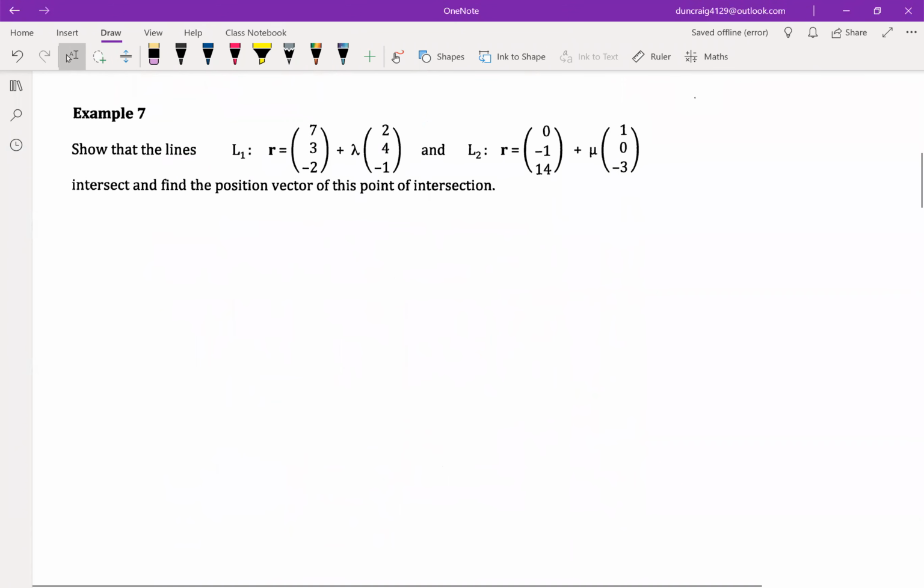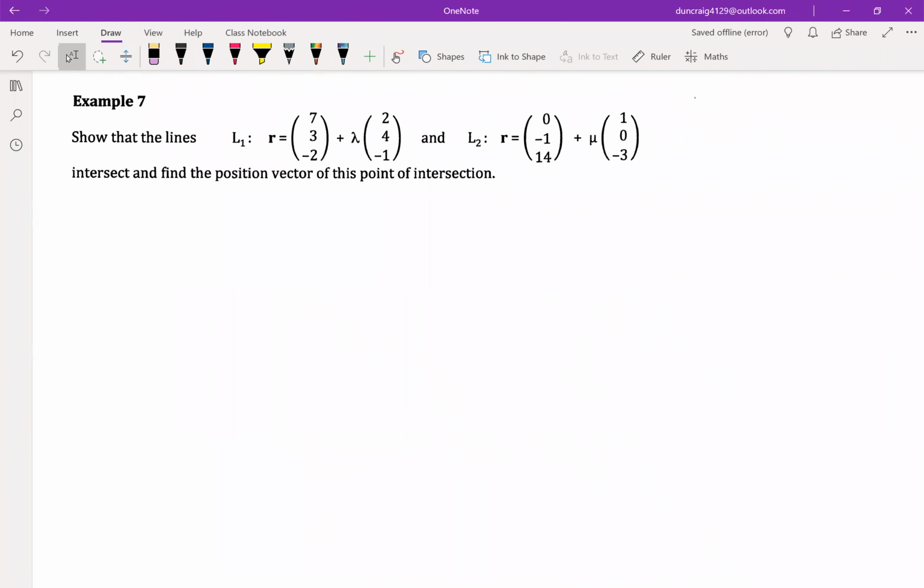Here is a second example, which we'll go through now. And that is to show that the lines L1 and L2 there intersect, and find the position of the point of intersection. So we've got them there. If they do intersect, then essentially they have to equal one another. So basically I'm going to write out both lines. So let's do that here.